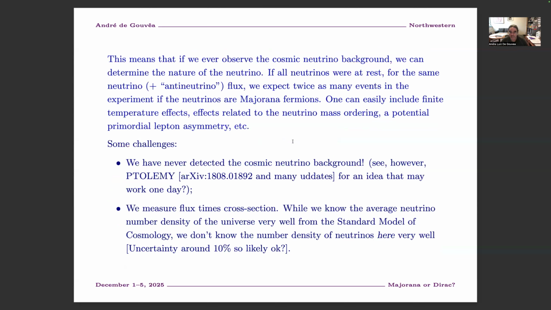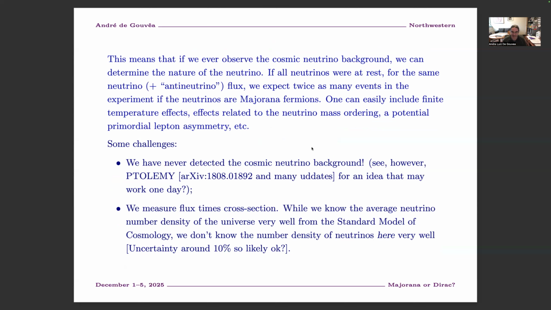Now, why don't we spend a lot of time thinking and talking about this? I think we want to remind ourselves of the fact that we've never detected this thing called the cosmic neutrino background ever. We are pretty sure it's there indirectly, but we've never seen it.